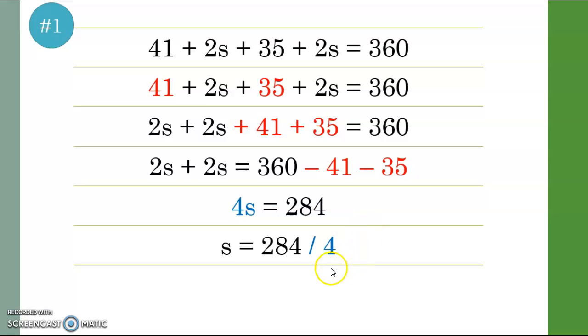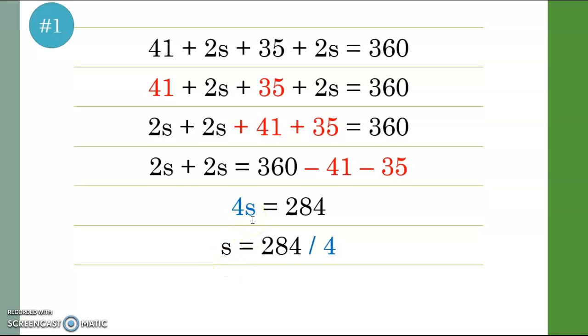Again, we're going to simplify even further. Our goal is to get s all by itself. We want to know what s is equal to. So here we have 4s, which is really 4 times s. S is being multiplied by 4. The inverse of multiplication is division. So to undo this operation, rather than multiplying by 4, we're going to divide by 4. And on the left, that's just going to leave us with s.